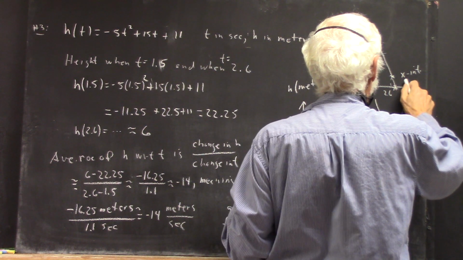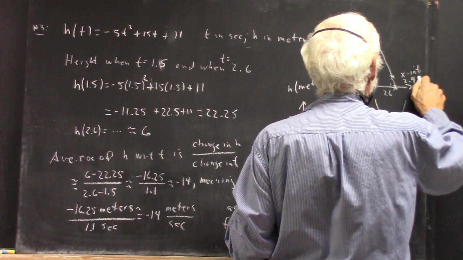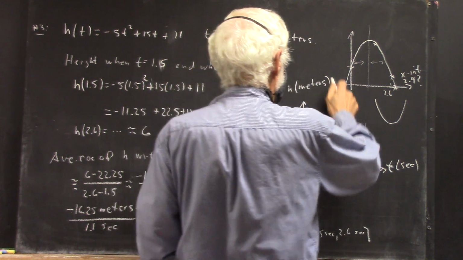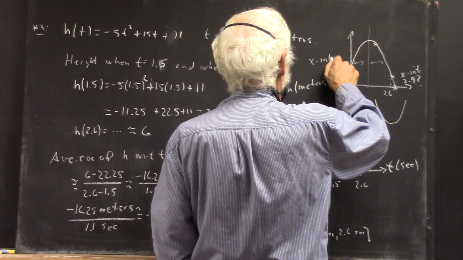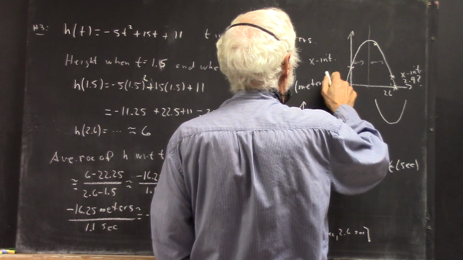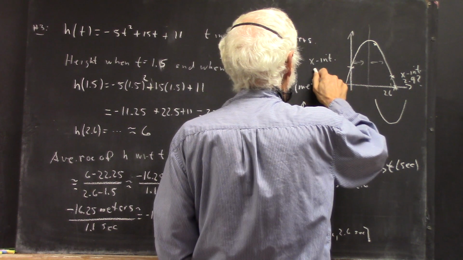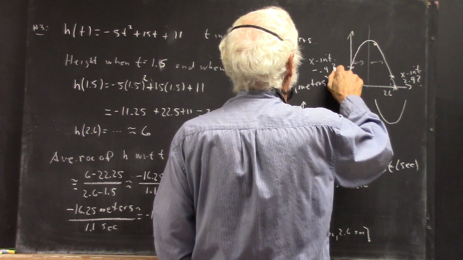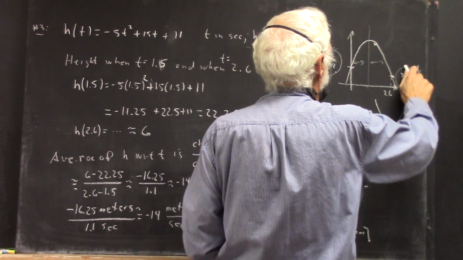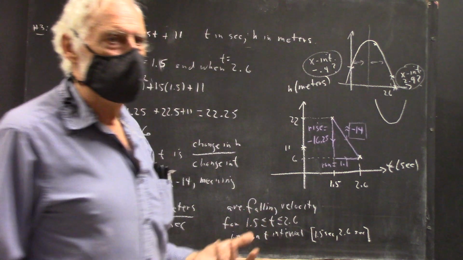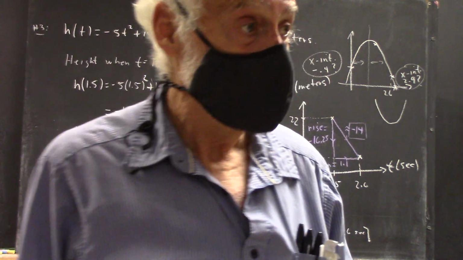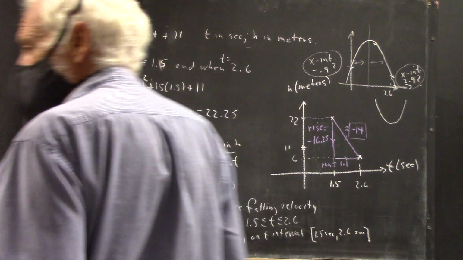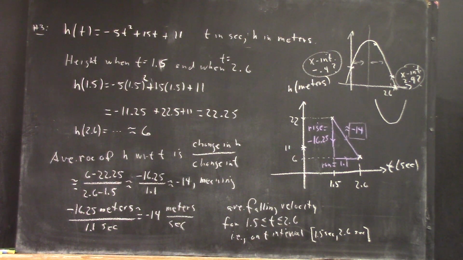That'd be about maybe 2.9. And another x-intercept here, which would be maybe negative 0.4. How could we find the x-intercepts? Well, the x-intercepts occur when y equals 0, right?